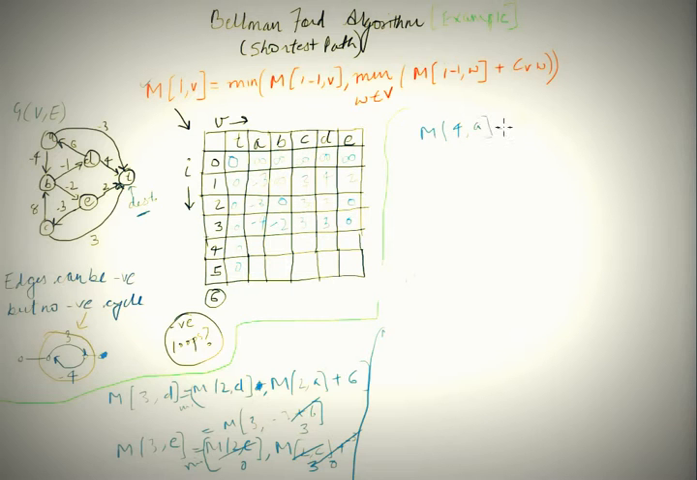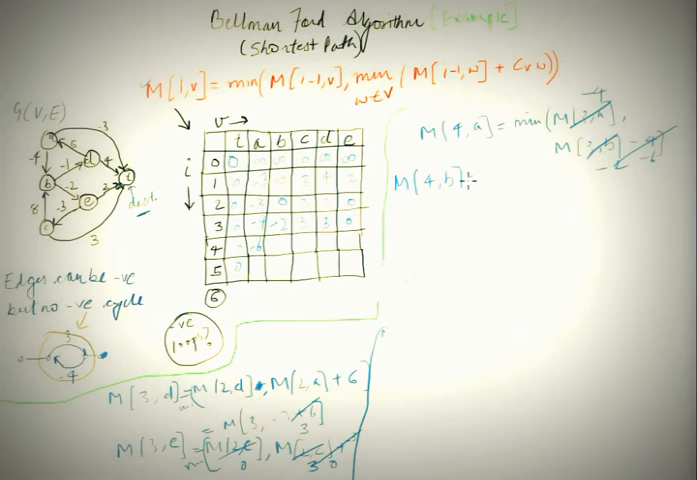M4A is equal to the minimum of M3A, or A is connected to B, M3B plus the distance AB, which is minus 4. M3A is minus 4, M3B is minus 2. So minus 4 and minus 6. The minimum is minus 6, so I write down minus 6 here.